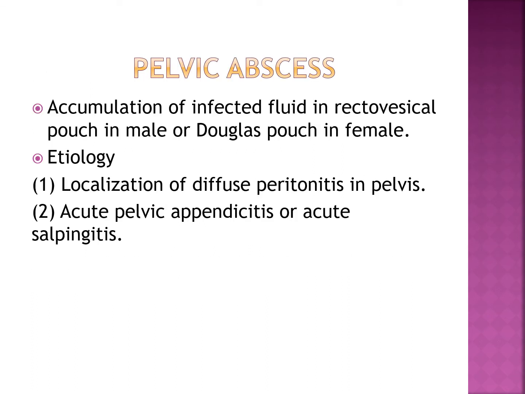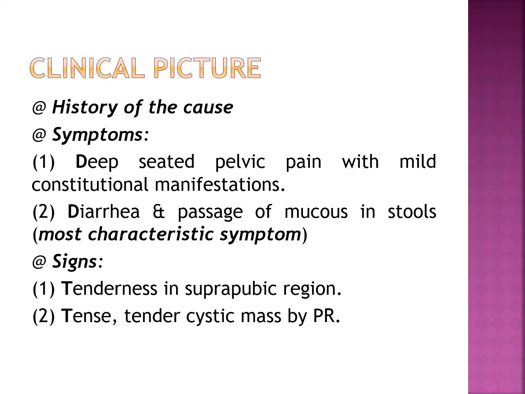Another example of localized abscesses in the peritoneal cavity is the pelvic abscess. The pelvic abscess means accumulation of infected fluid in the pelvis, in the rectovesical pouch in males, or in the Douglas pouch in females. Etiology is similar to the subphrenic abscess, either due to localization of diffuse peritonitis into the pelvis, or due to infection or inflammation of one of the pelvic organs, for example, a pelvic appendicitis or acute salpingitis. The clinical picture of pelvic abscess is again similar to the clinical picture of subphrenic abscess.